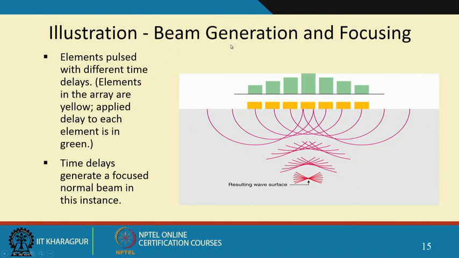So, you see how this different beam generation and focusing can be done. Elements are pulsed with different time delays. Elements in the array are yellow. The pulse applied to each element is in green. The delay has been given. So, less delay here, and that is why we can focus a beam to this. So, what happens in the sense, because my region of interest is right here, I can focus it by having such phased array. So, they are more powerful than a conventional single longitudinal probe.